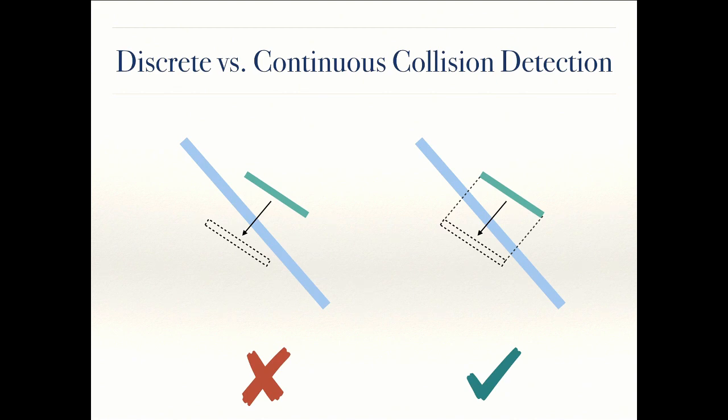Instead, if we do continuous collision detection, then we take the motion over time into account. We have to look at this whole volume swept out by the motion of this object, and then we detect that that volume does intersect with this other object. So we can detect that we did indeed have a collision, and we want to process that collision so we don't see objects moving through each other. As you might imagine, continuous collision detection is generally more expensive than discrete collision detection, but it's more accurate.